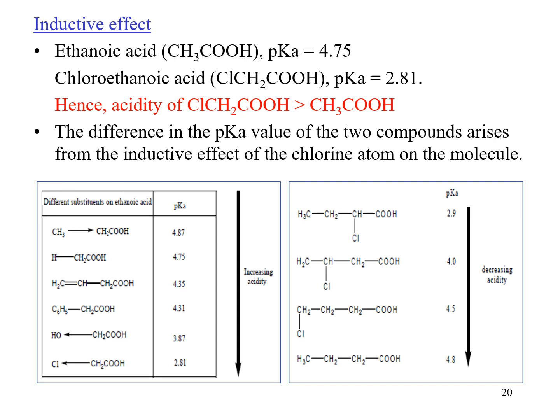In carbon number 4, it got to 4.5. When the chlorine comes to carbon number 3, it got to 4. When the chlorine is on carbon number 2, it reduces to 2.9. So the closer this chlorine to carboxyl functional group, the higher the acid strength. And the more the number of chlorine, the more the acid strength.